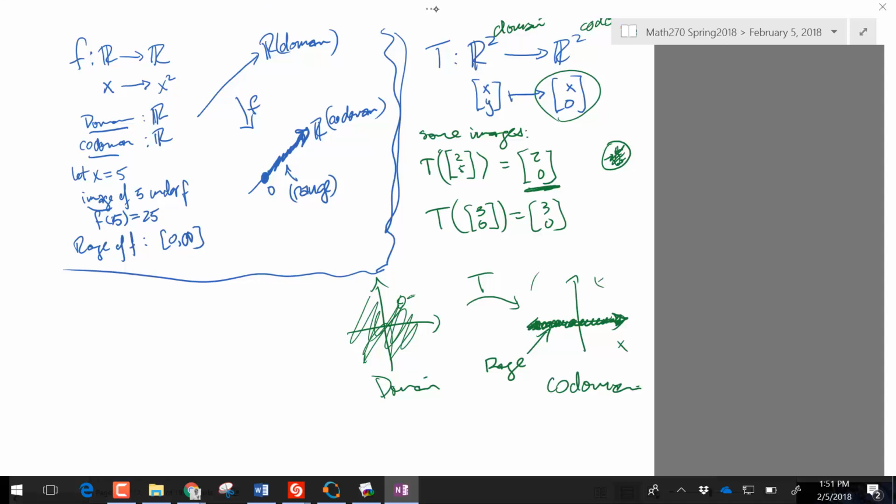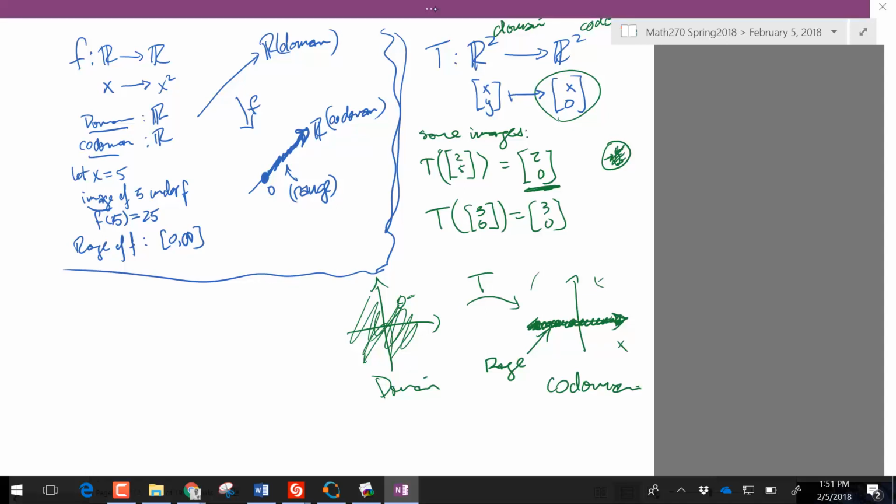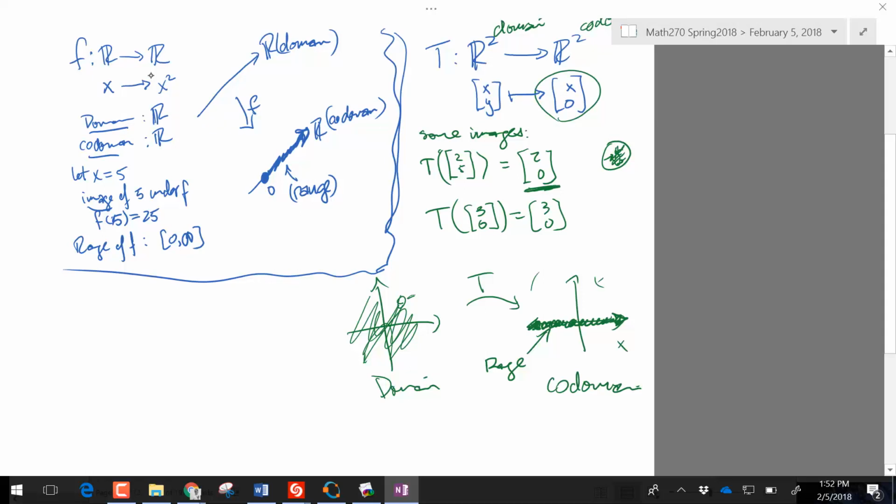Along with this graph, another thing that might help is that 2, 5 goes to 2, 0. 3, 6 goes to 3, 0. And regardless of what you choose, it's always going to go on the x-axis. So that's your range. So that's a transformation. T is what?